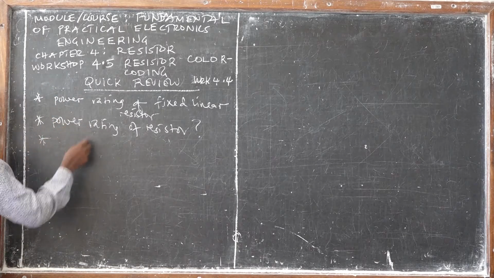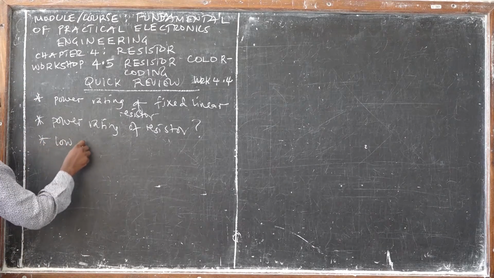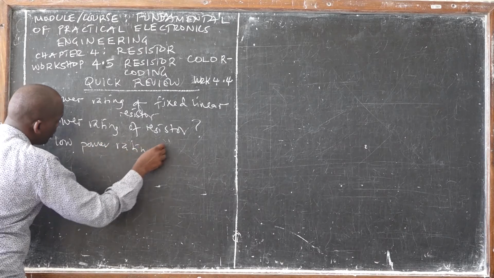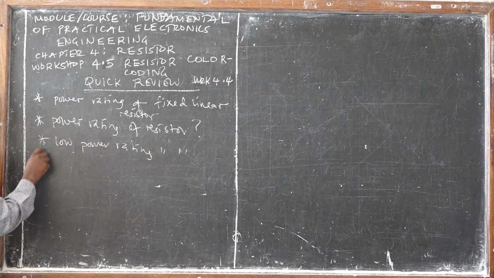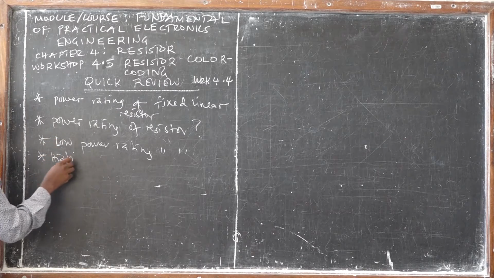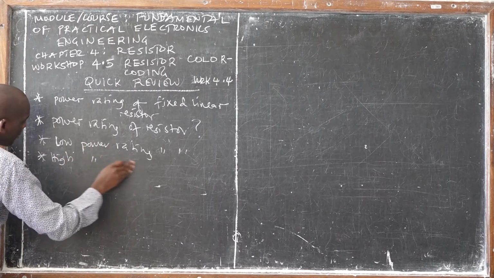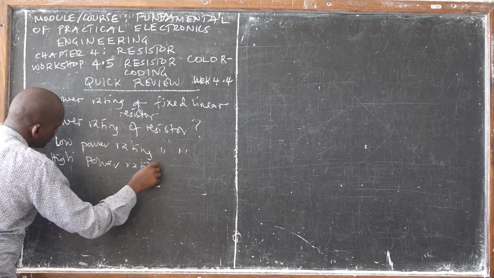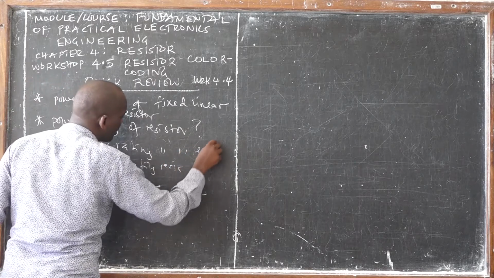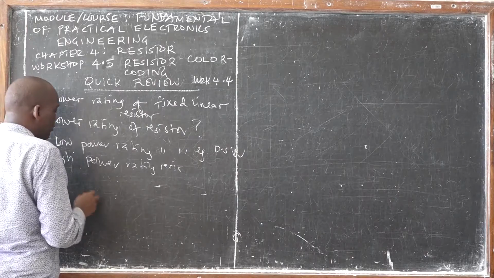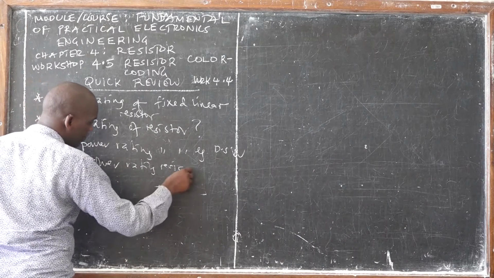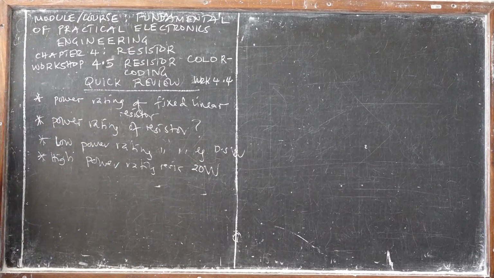And then we say that we can classify resistors by using the power rating. From there, I talked about the low power rating resistor, and the second branch, the high power resistor, or high power rating resistor. An example of a low power rating resistor is a 0.5 watt resistor, and an example of a high power rating resistor is a resistor with a power rating of, let's say, 20 watt. I gave you some examples of each.